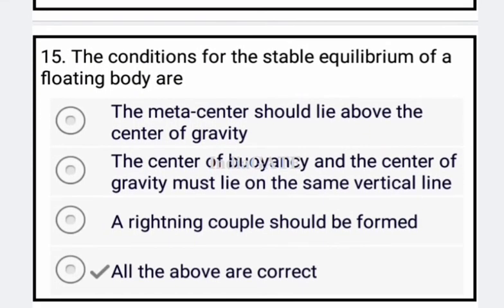Next question. The conditions for the stable equilibrium of a floating body are: option D is correct, meaning all of the above are correct. The options are: option A, the metacenter should lie above the center of gravity. Option B, the center of buoyancy and the center of gravity must lie on the same vertical line. And option C, the right-hand couple should be formed.